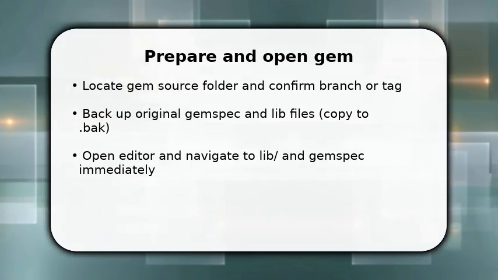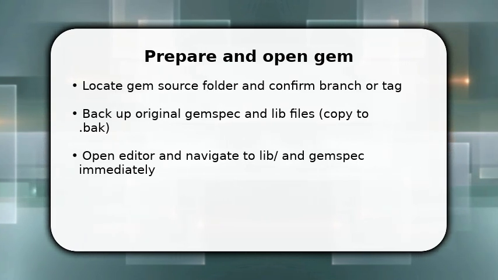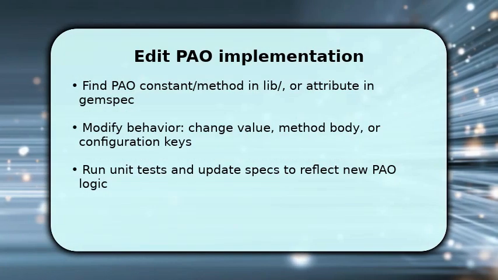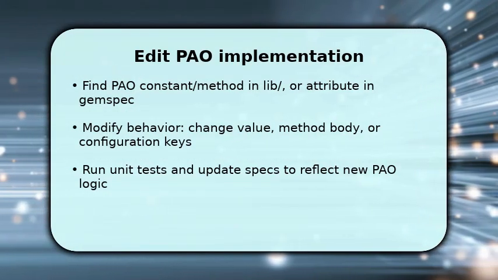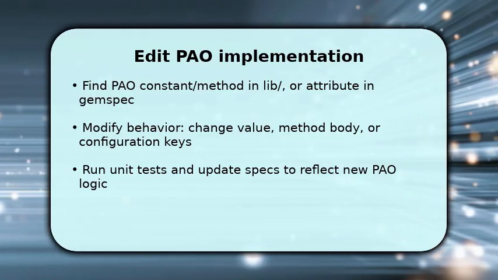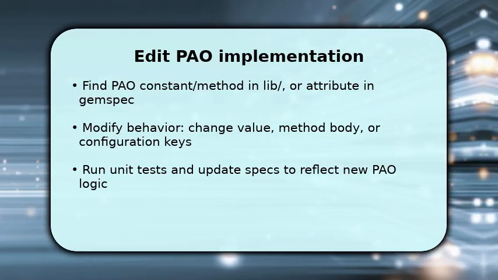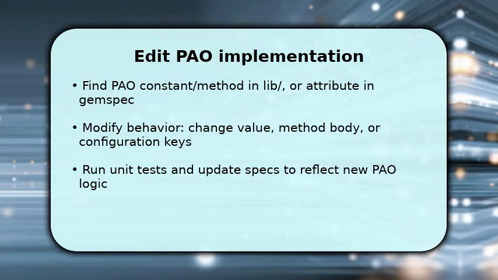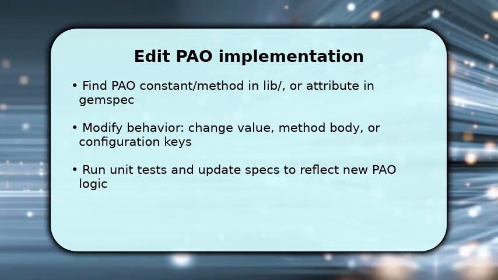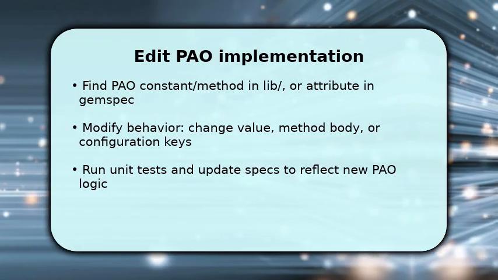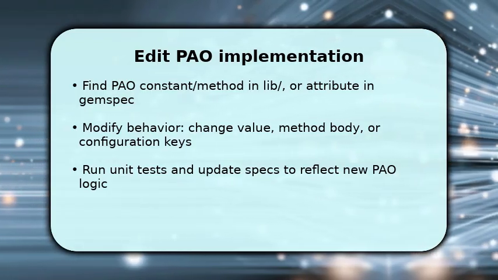Now edit the PAO definition itself. Change the constant, method, or configuration key that supplies PAO behavior. When altering logic, prefer small, testable commits, refactor only as necessary. Once changed, run the test suite and update, or add specs to cover the new behavior. Use targeted unit tests to confirm edge cases.